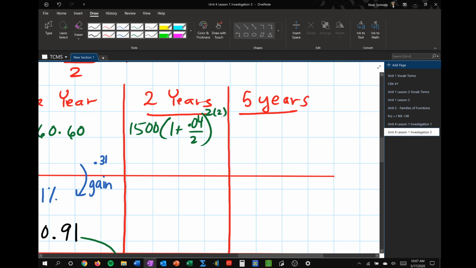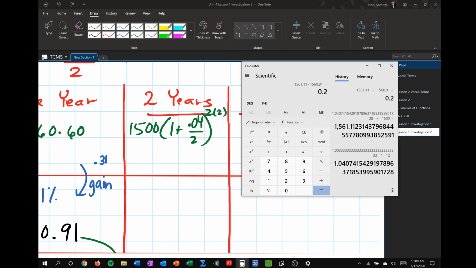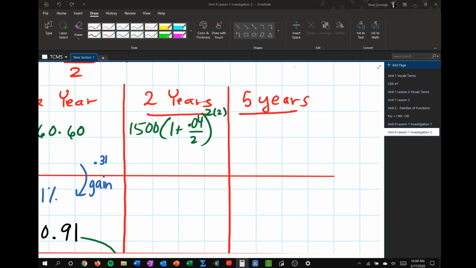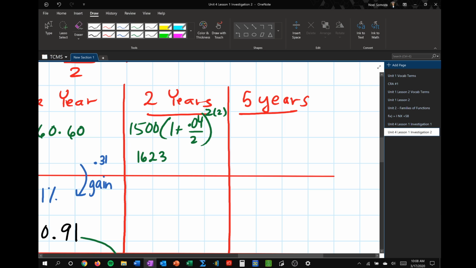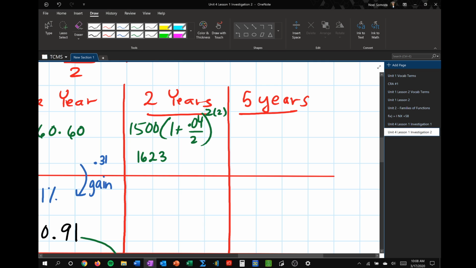Okay, so really it's actually to the 4th power. Alright, so start from the inside, 0.04 divided by 2, add 1. Take that to the power. Well, the power on the outside is 2 times 2, so really it's to the 4th power. And then multiply that times 1500. Okay, so what we get is 1623, and we're going to round that up to 0.65.